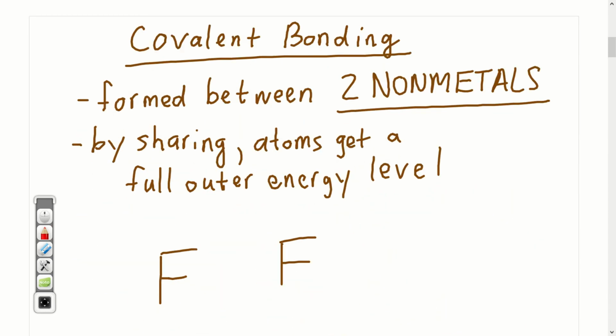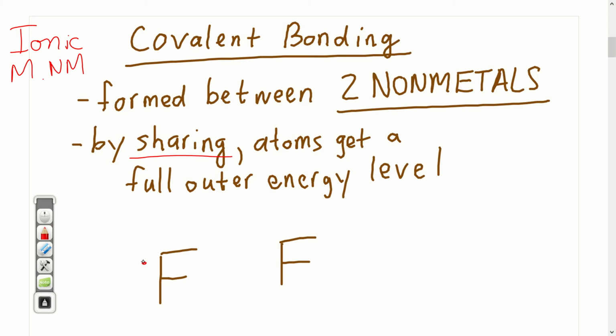So what makes up a covalent bond? A covalent bond is formed between two nonmetals. Ionic is formed between a metal and a nonmetal. So now we don't even have any metals in this. This is only going to involve atoms on the right side of the periodic table. And what's happening is, through sharing, both atoms are going to receive a full outer energy level.